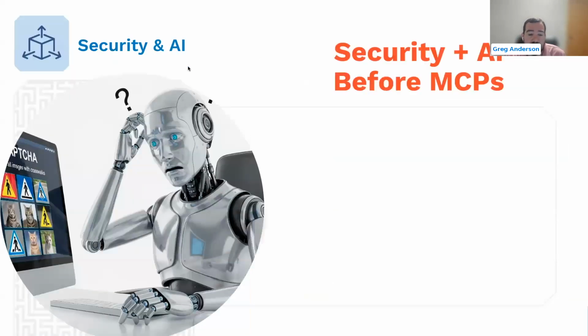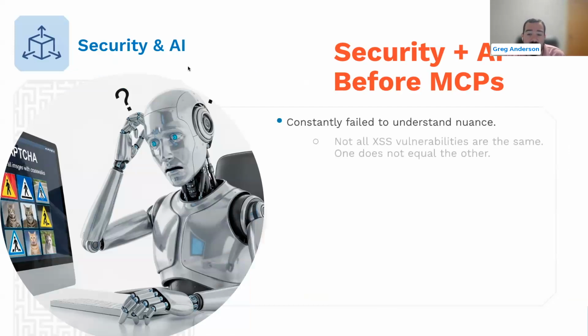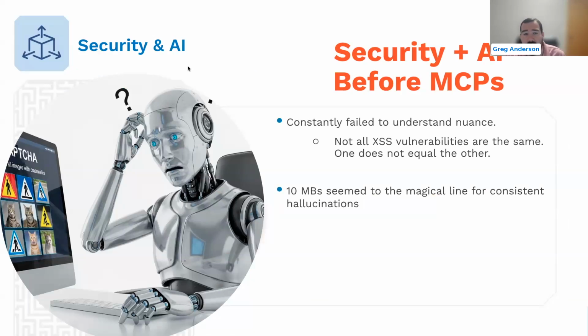We have spent a lot of time playing with AI to understand how it could help security professionals. And one of the things that we consistently saw with any technique that we tried to use to make an AI smarter is it really failed to understand nuance that is so important for security data. Like two different cross-site scripting vulnerabilities, for example, like DOM-based cross-site scripting versus traditional stored cross-site scripting. When one of these types of issues would get fixed, AI consistently failed to understand the nuance. And the magical line in the sand for us always seemed to be 10 megabytes. I don't know why that is, but things got consistently worse with regard to hallucinations, specifically around 10 megabytes.